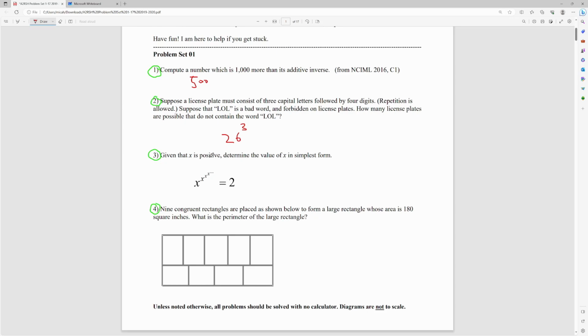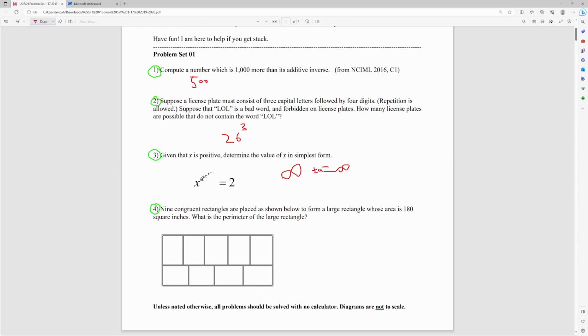Okay, here's a tough one. Given x is positive, determine the value of x in simplest form. Oh, okay. So we have an infinite power tower, right? And recall that infinity plus or minus any number is just infinity. So here we have an infinite amount of x's.